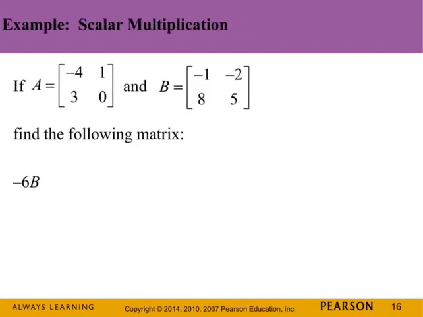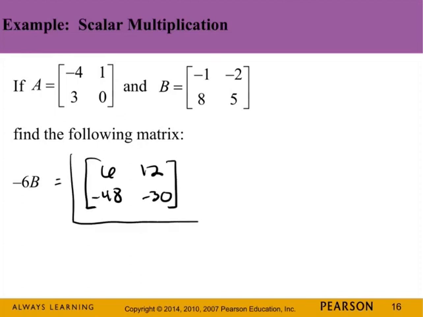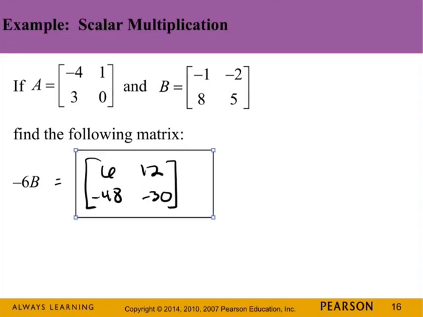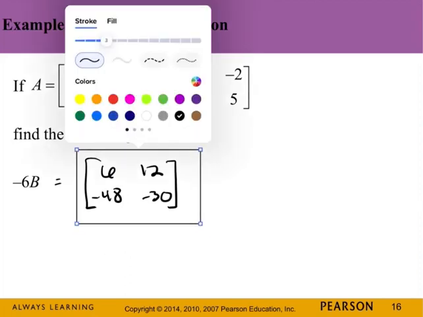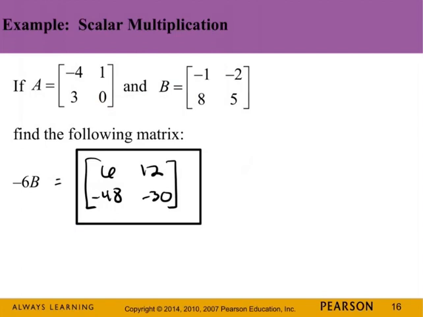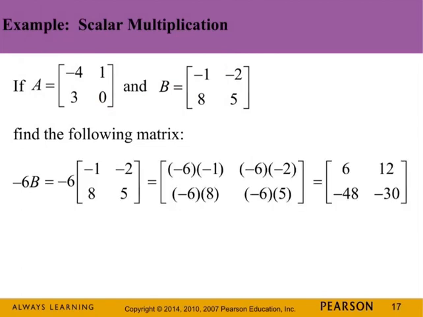Okay. So if A is this and B is this, find -6 times B. Basically, we're just going to distribute the 6 into all the entries of B. So that's going to be a +6, a +12, -48, -30. 6, 12, -48, -30. Yeah, we got it. Okay, let's keep going.